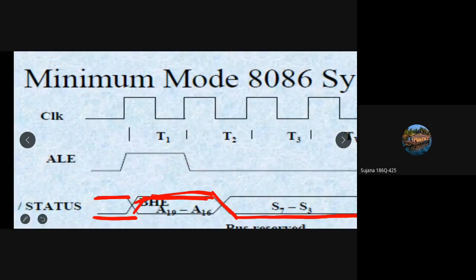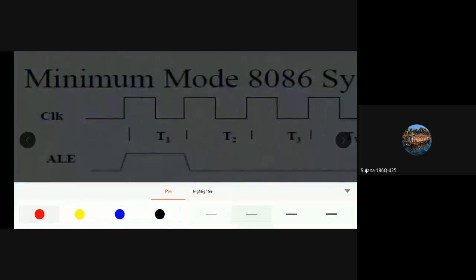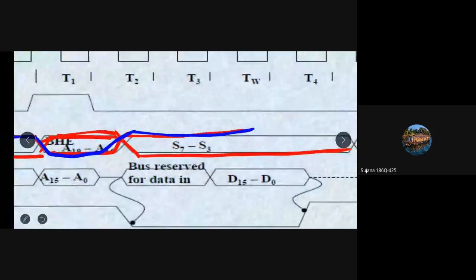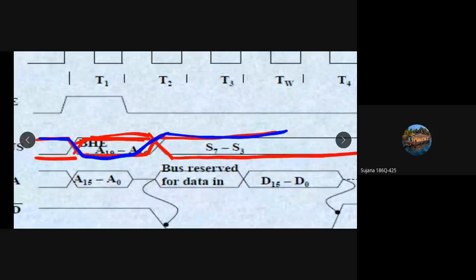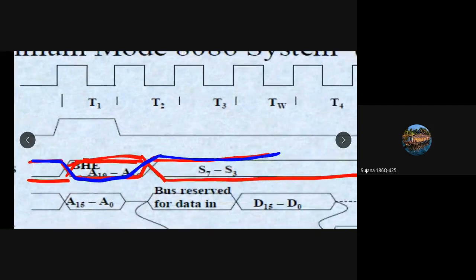So this will be status. Okay, the status will be exactly opposite. It goes exactly opposite to the address line. Okay. You can able to see, right? So it will go exactly opposite to the address line. So this is how address and status will be varied at a time T1, T2, T3 and TW, T4 states.